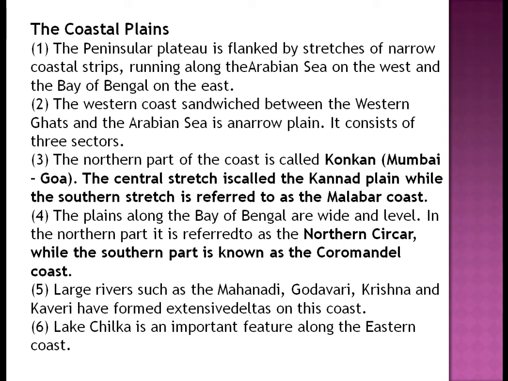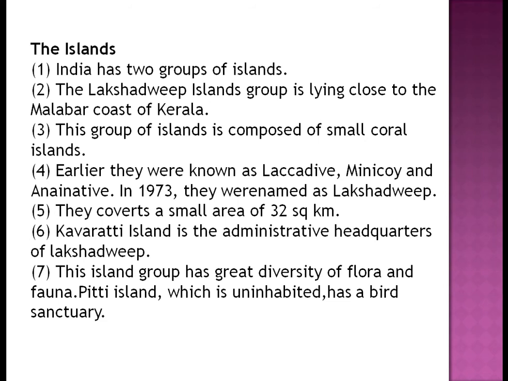Next, moving further to see the islands. So already we know about the two islands. India has two groups of islands. The Lakshadweep Islands group lies close to the Malabar coast of Kerala. The group of islands is composed of small coral islands. The name was mentioned earlier in our regular video. We had seen it in MCQs, it can be asked to you, so go through it. Kavaratti is the capital of that. What flora and fauna are there, right? Please see this slide very properly.